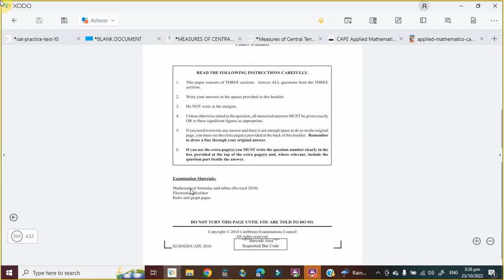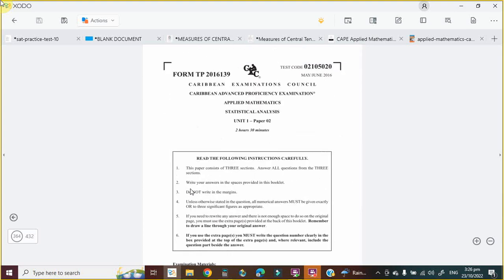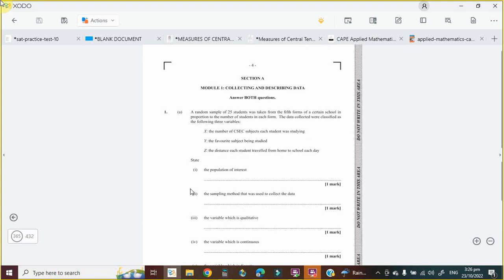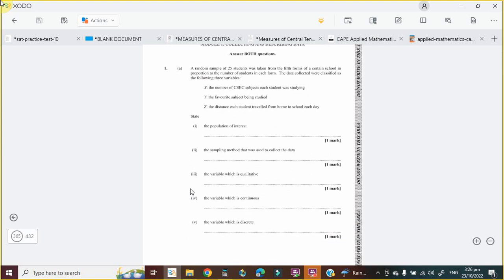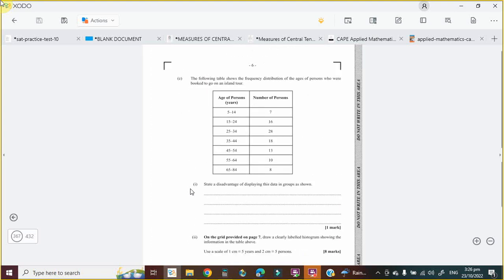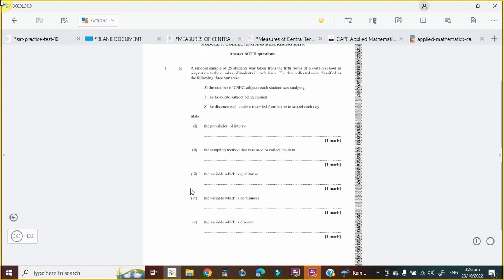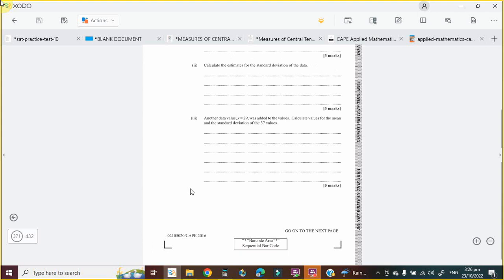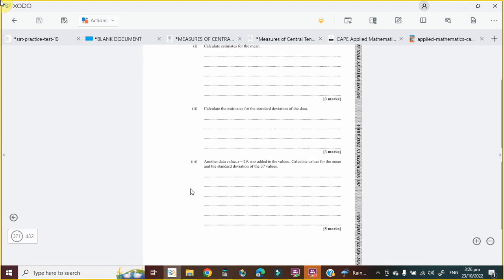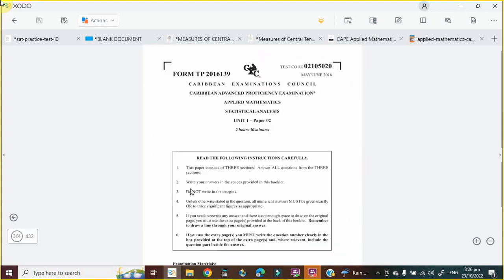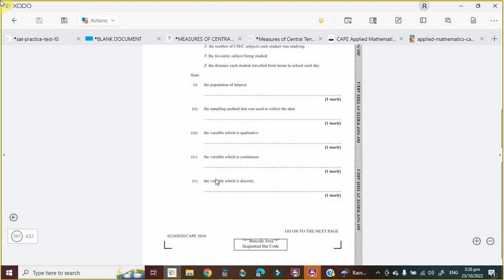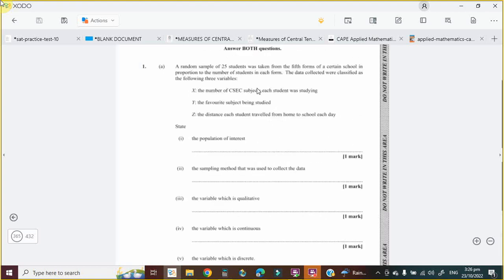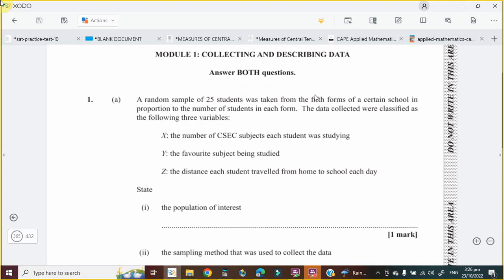Alright, so this is 2016 Unit 1. Look how easy this is. Unit 1, Paper 2. As I said, everybody is supposed to get full marks in Module 1. Full marks, alright? I want to start with some calculations. I guess we can just go through the full question, the full Module 1. So gentlemen, this is 2016. Let's go through the full Module 1. Jaden, can you read the question for us?